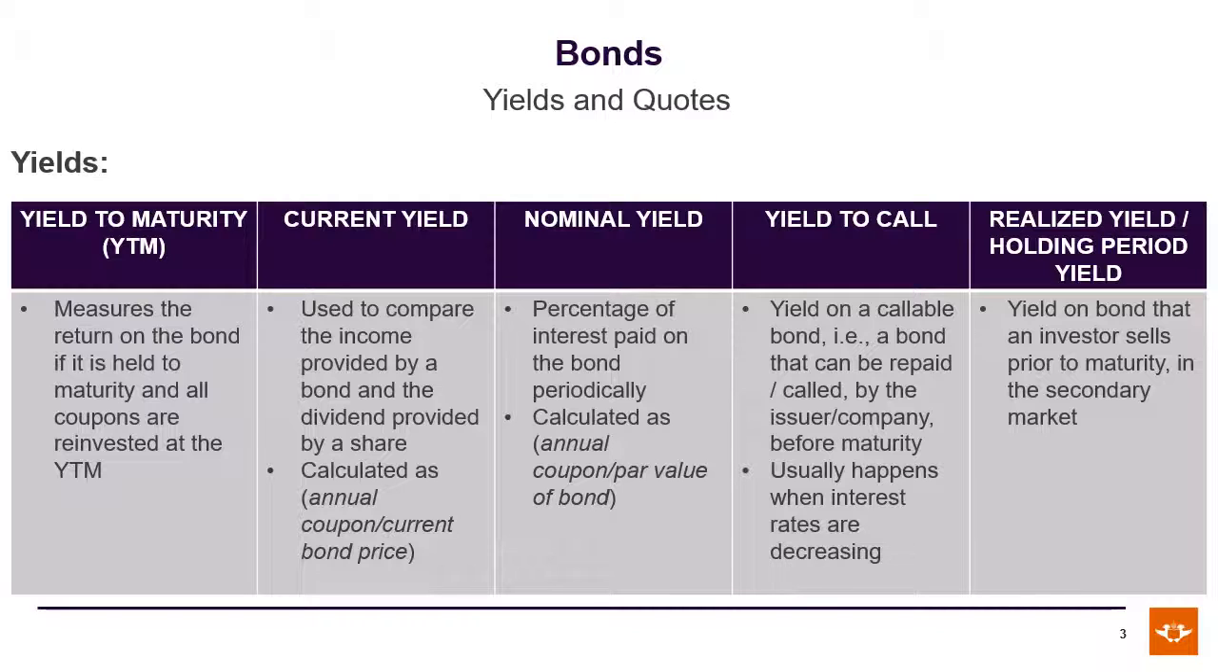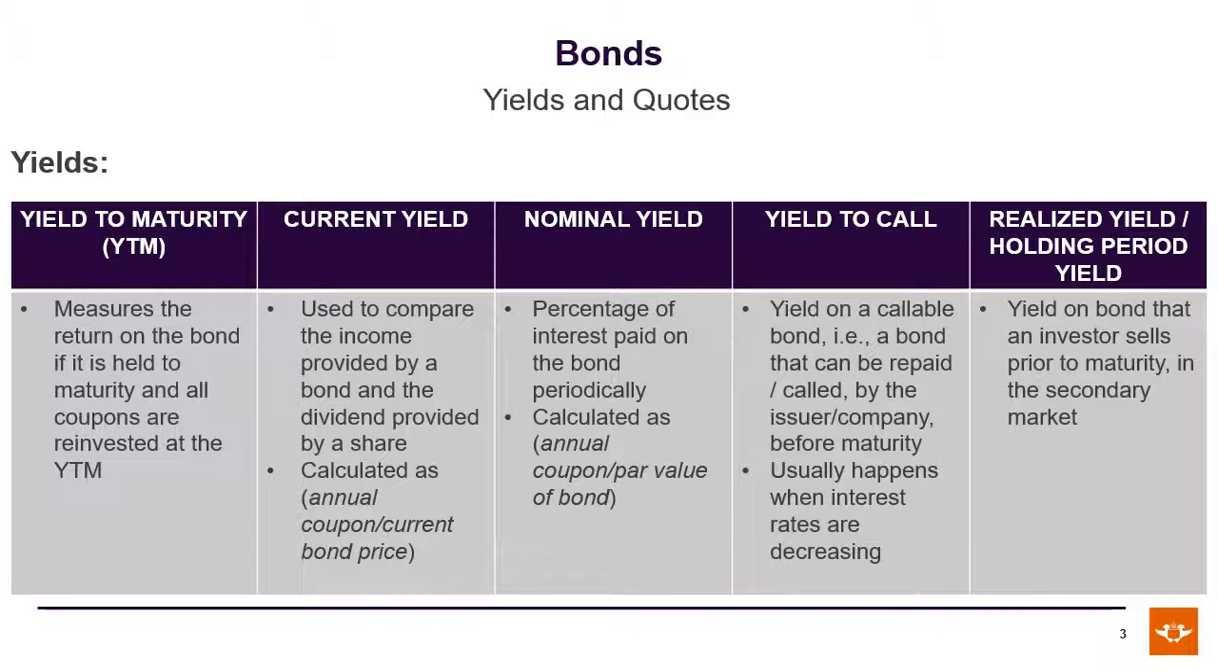The yield to call is the yield on a callable bond. That is a bond that can be repaid or called by the issuer before maturity. And we would calculate it in much the same way as we calculate the yield to maturity, except the term would end when the bond is called.